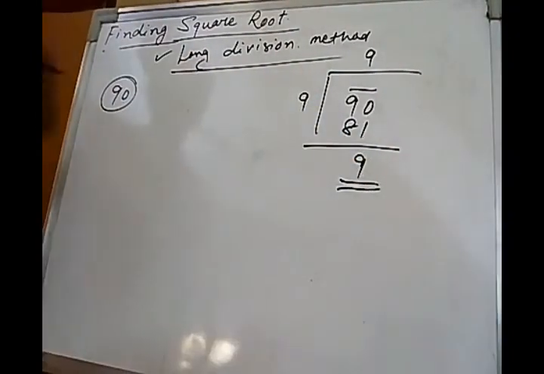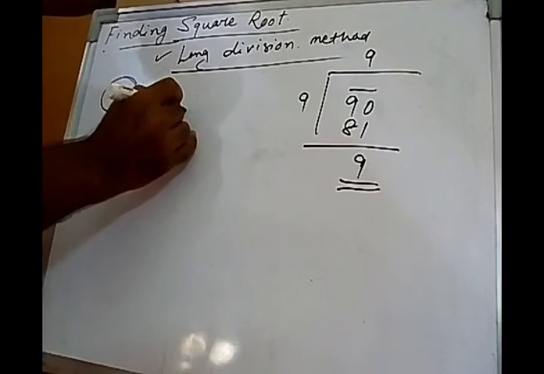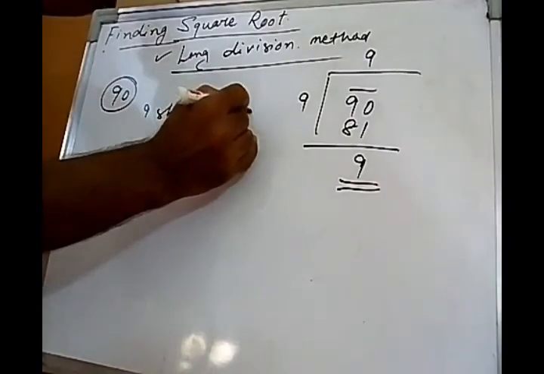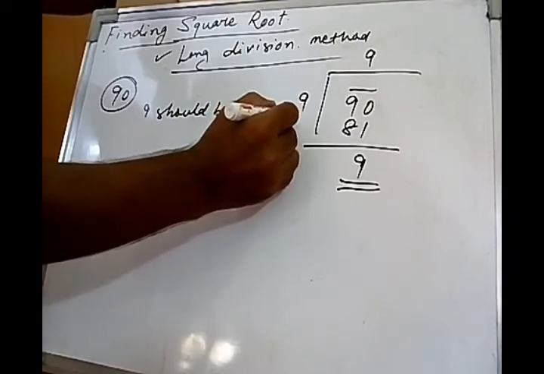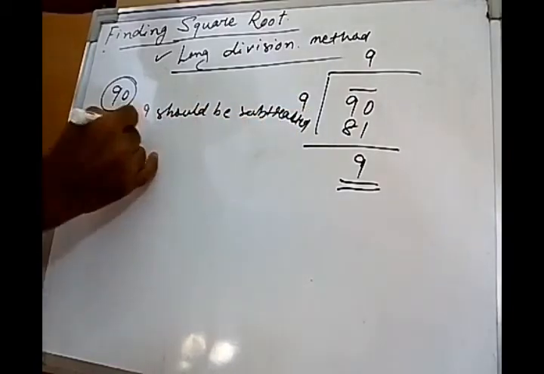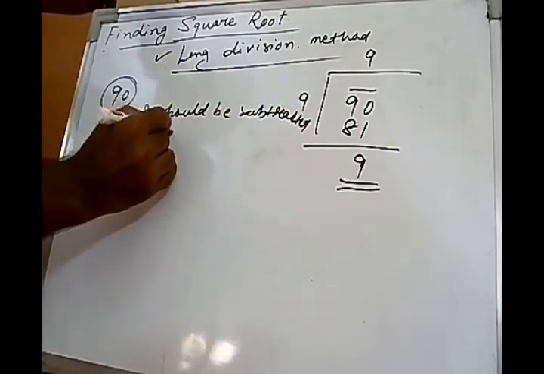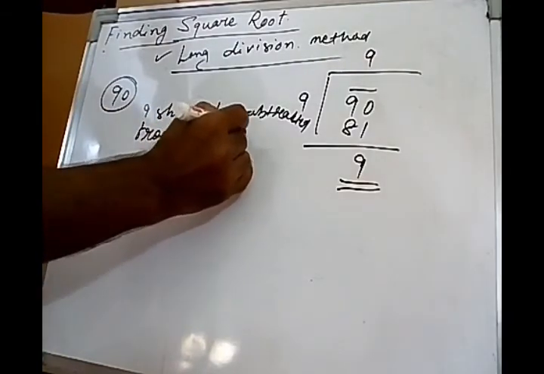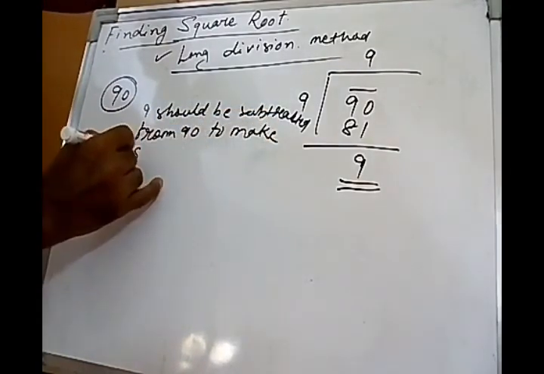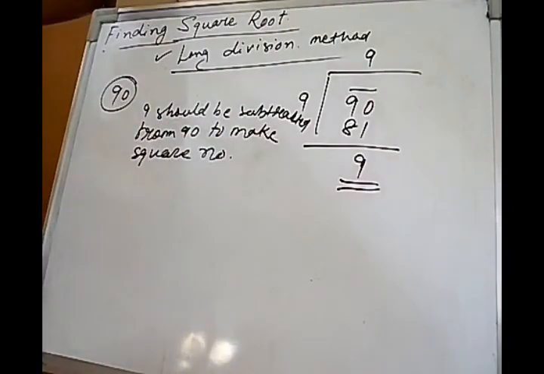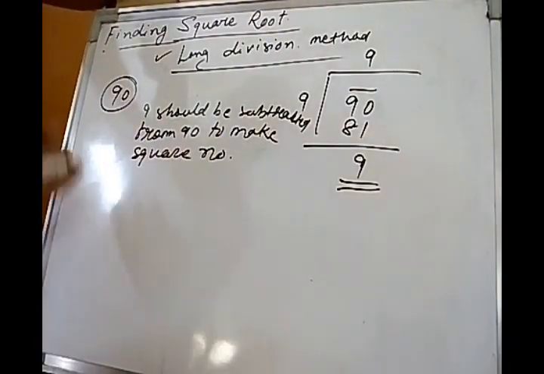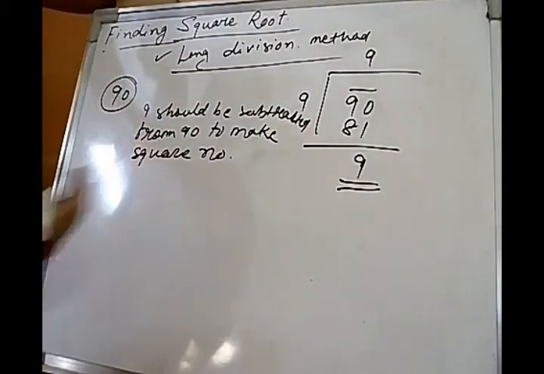So we can say 9 should be subtracted from 90 to make a square number. So 90 minus 9 equals what? 81, and 81 is whose square? 9 square. So 9 should be subtracted.